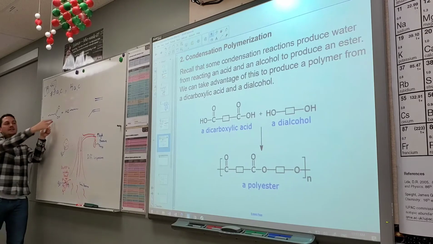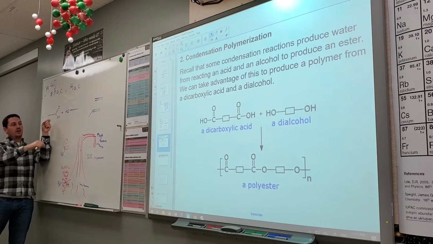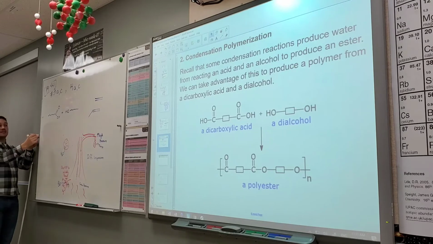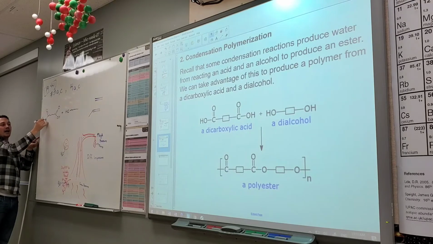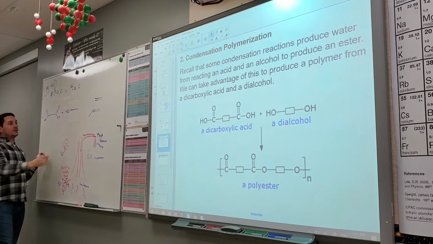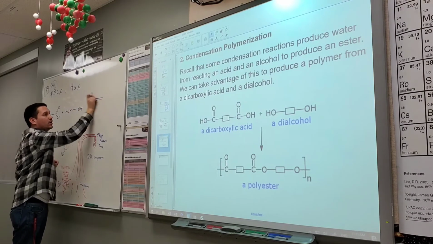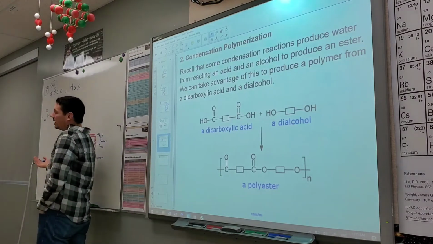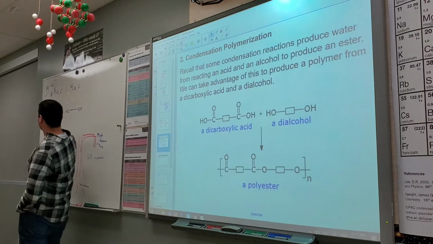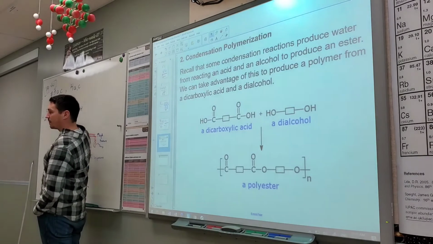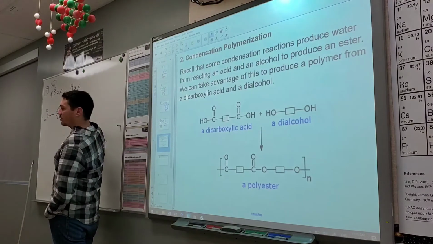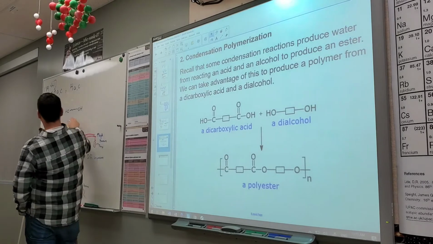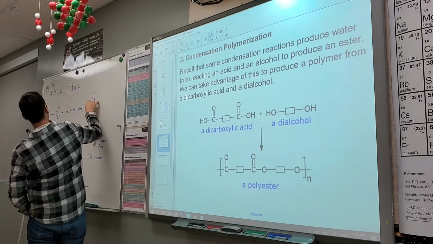Okay? What did it take to connect these two things together? An acid and an alcohol. So what should we have over here? An acid. An acid and alcohol. We can have a diacid reacting with a dialcohol. So this acid can react with that alcohol. And what can this alcohol react with? The acid on the other side. But maybe not the acid on the other side. It can react with another one.